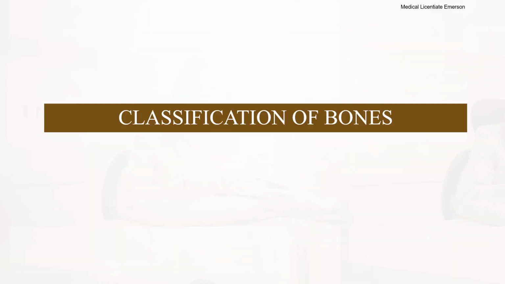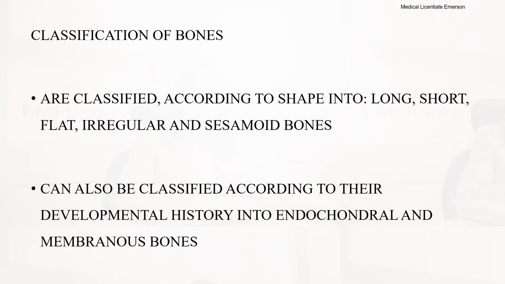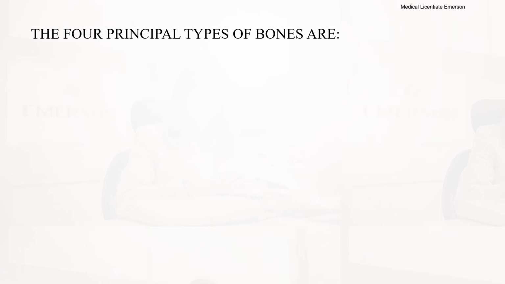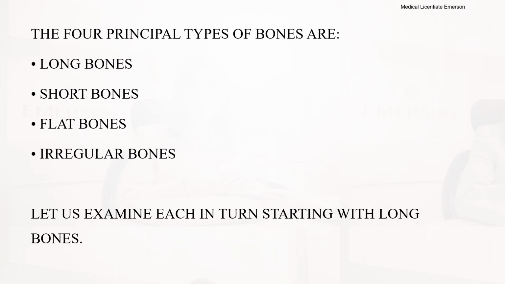Okay, now let's look at the classification of bones. Bones are classified according to shape into long, short, flat, irregular, and sesamoid bones, and can also be classified according to their developmental history into endochondral and membranous bones. The four principal types of bones that we have are long bones, short bones, flat bones, and irregular bones. So let us now examine each in turn, starting with the long bones.